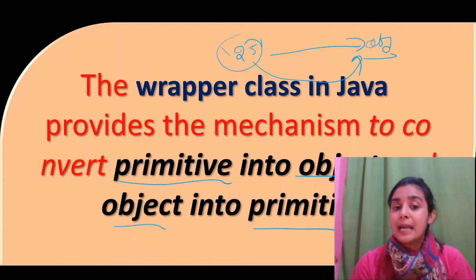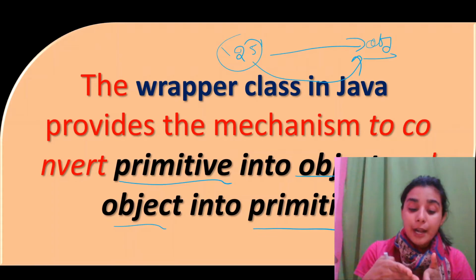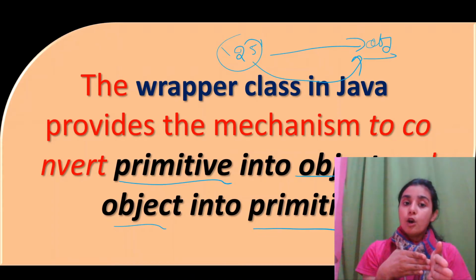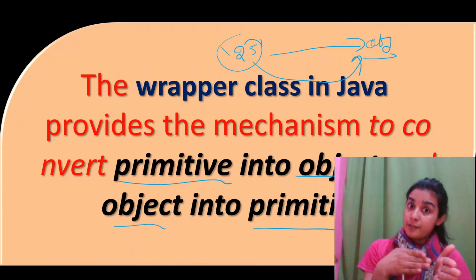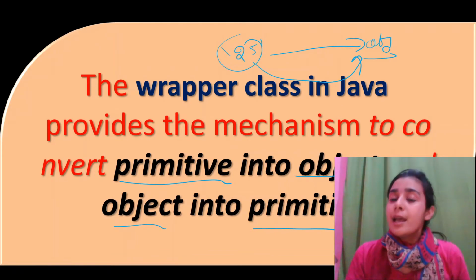What are we using at that time? We are using the wrapper class. Primitive into non-primitive and non-primitive into primitive. In other words, we can say primitive into object and object into primitive. For that we are using the wrapper class.